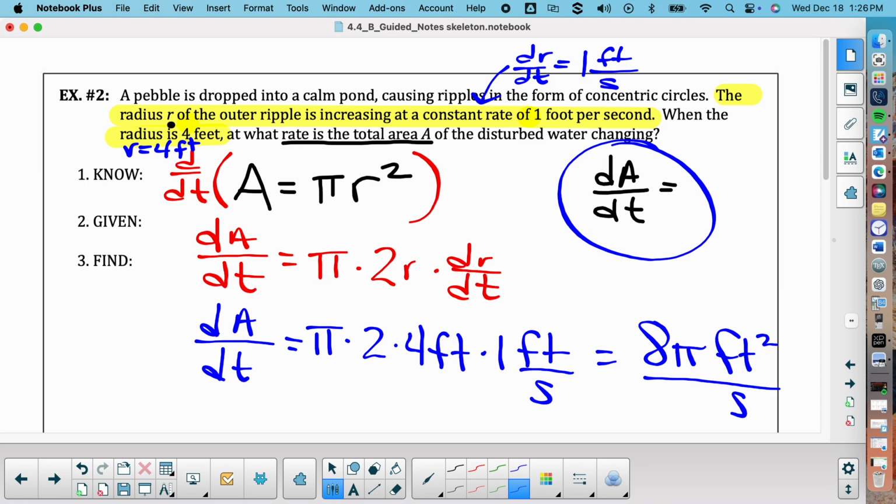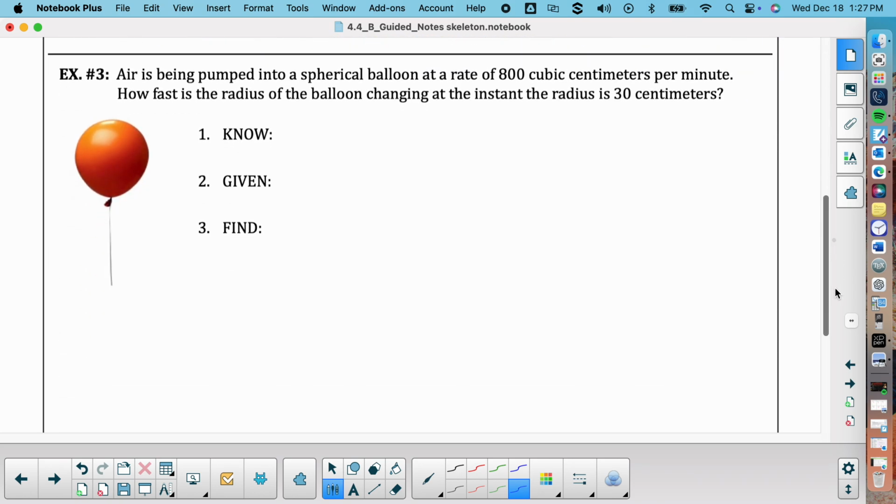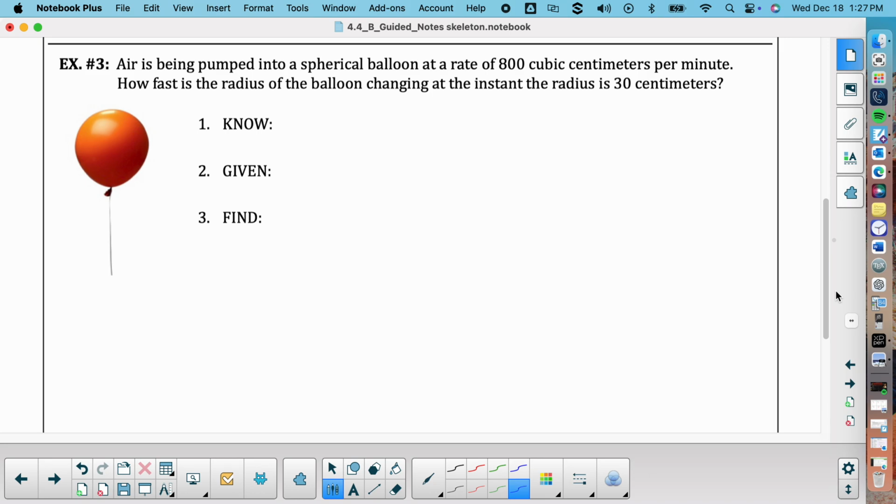Okay, I think the one below is the balloon, isn't it? Yeah. Our goal is to be getting as many of these done as we can today.